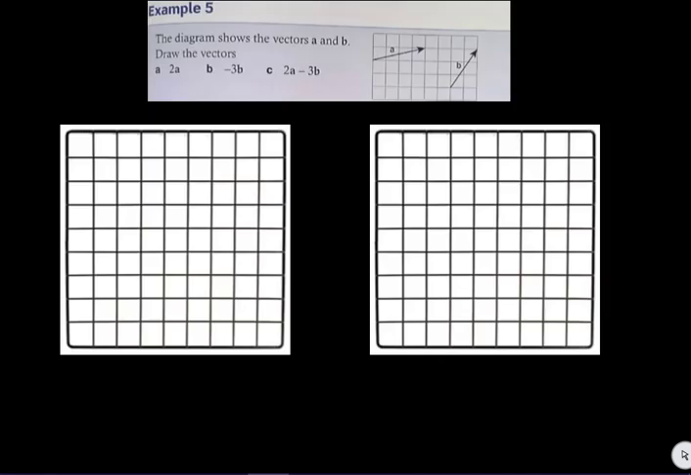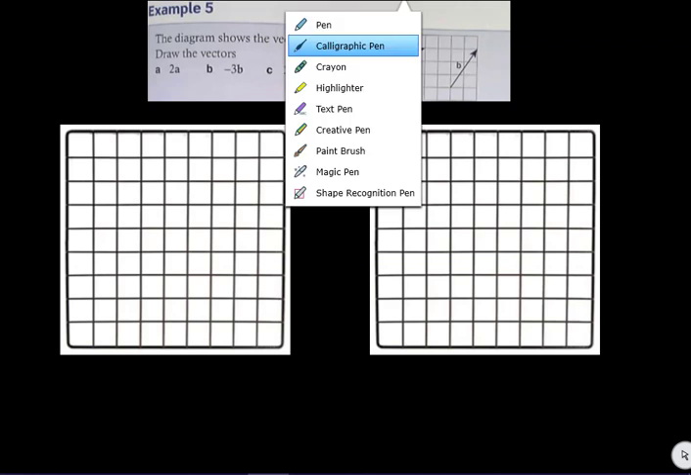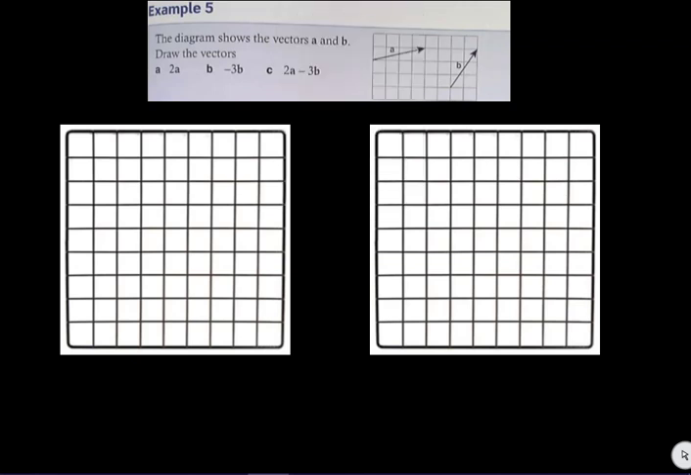Let's go ahead and look at another problem where we can use some of these scalar identities. This example 5 gives us the vectors A and vector B, and they want us to show twice vector A. I'm going to change the pen to something good.